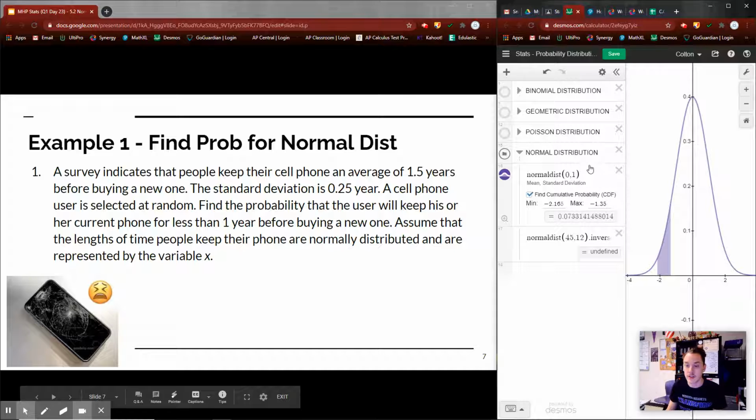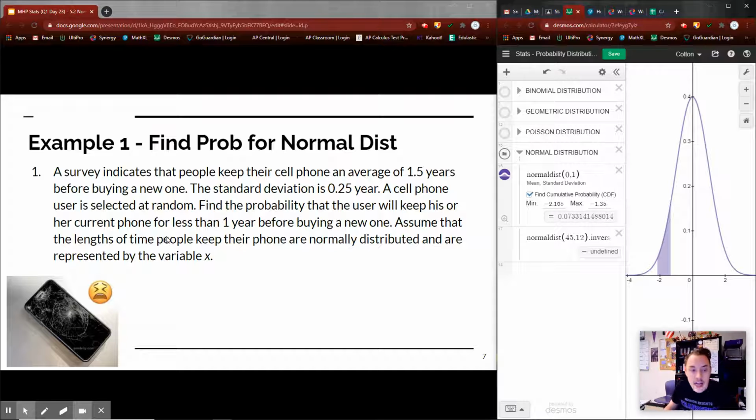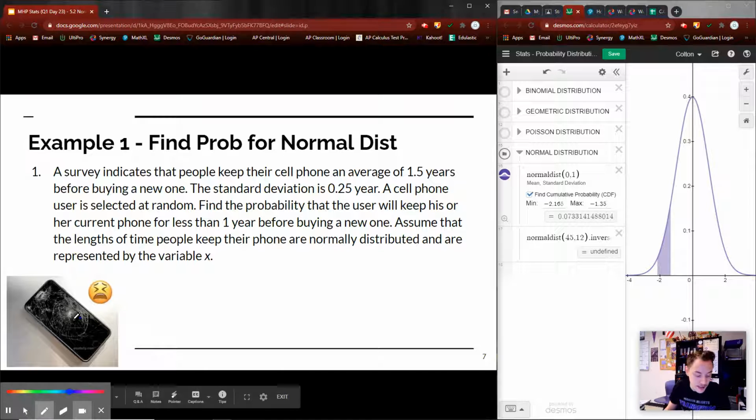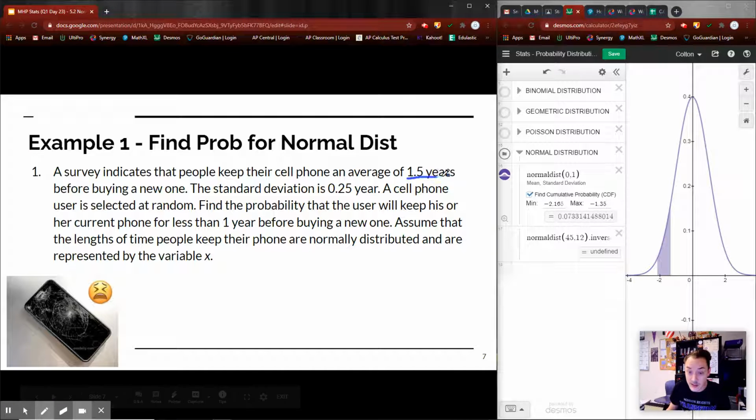We're going to be using our normal distribution. Let's get to it. And the survey indicates that people keep their cell phones an average of 1.5 years before getting a new one. So before I even do anything, right here, I'm going to underline that because that's my mu. Okay, my mu equals 1.5. I know that.